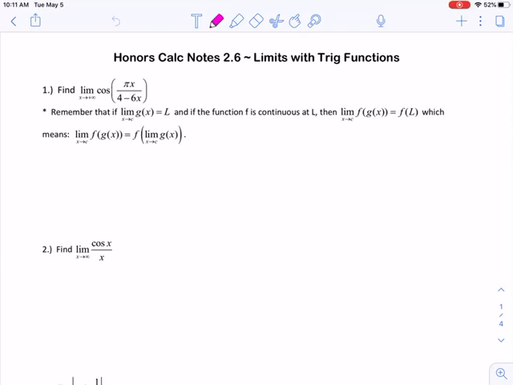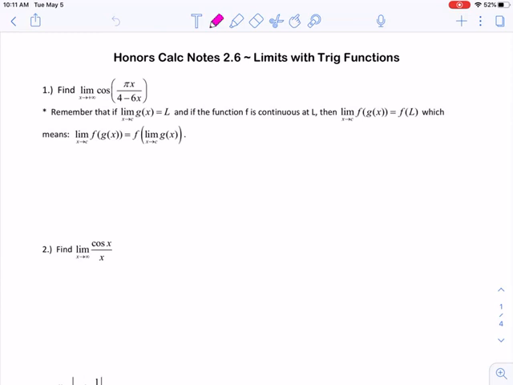Today we want to take a look at how to deal with limits in trig functions. Let's take a look at question number 1. We want to find the limit as x approaches positive infinity of the cosine of pi x all over 4 minus 6x. So what we want to figure out is how are we going to find the limit of the cosine of our function pi x over 4 minus 6x.